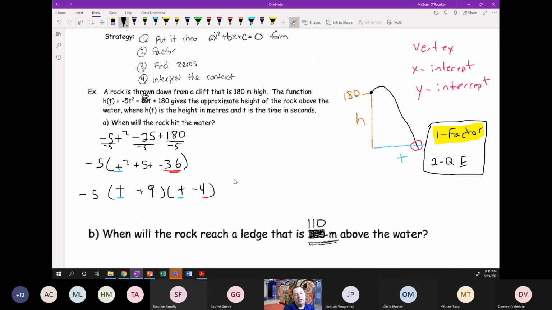Now we're looking for our x-intercepts. So how do we find our x-intercepts when we have the factored part here? I'm going to rewrite this.